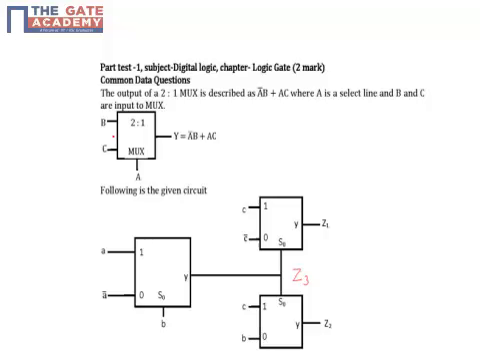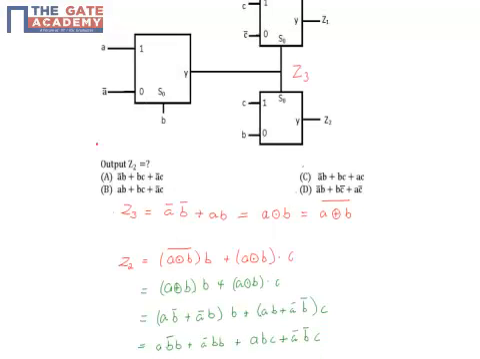So for this given circuit as shown over here, in this question we need to find the value of Z2. We can clearly see over here, let us name this point as Z3. The options given for Z2 are: option A is A bar B plus BC plus A bar C. Option B is AB plus BC plus A bar C. Option C is A bar B plus BC plus AC. And option D is A bar B plus BC bar plus AC bar.